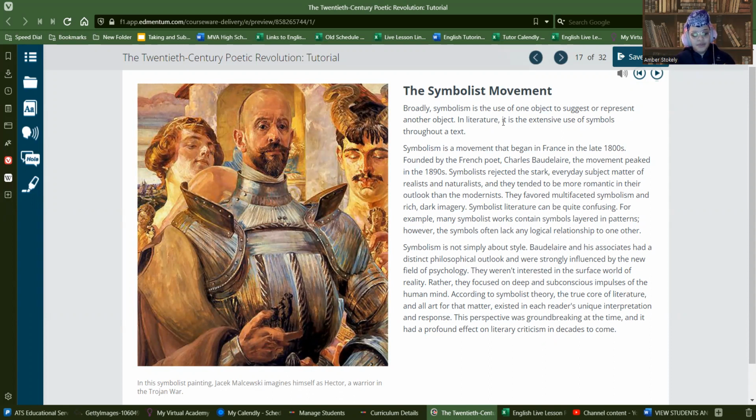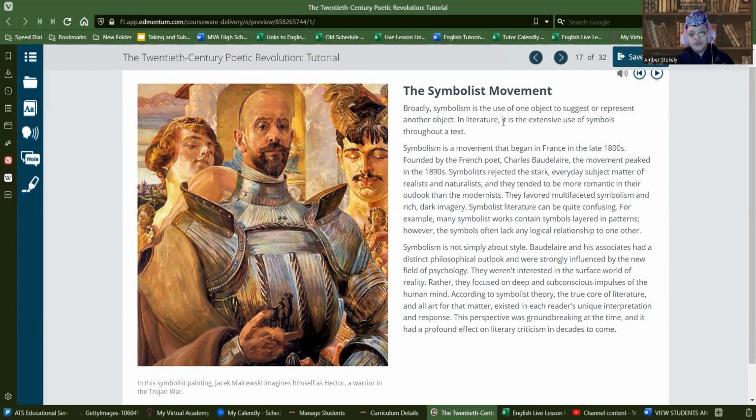So they know here that symbolism is not just about style. It's a philosophical outlook too. They were interested in psychology, and that has to do with how the brain can associate certain things, certain ideas with certain objects. That's the root of symbolism. And it's really not focused on the surface world. It's more like the subconscious. And that's how we get the connection to, for example, Sigmund Freud that we mentioned earlier.